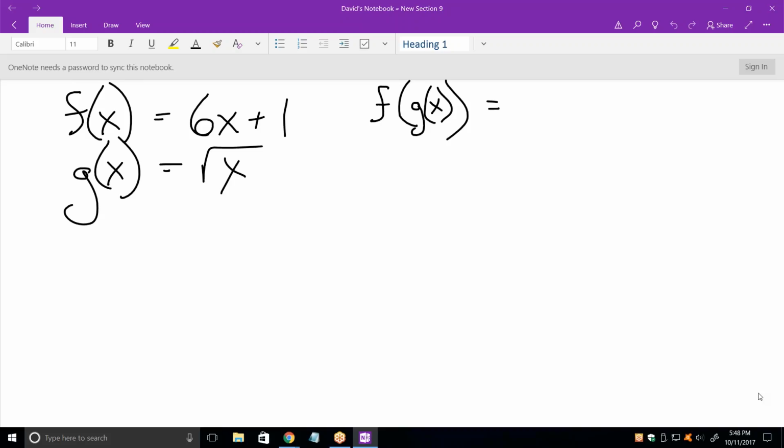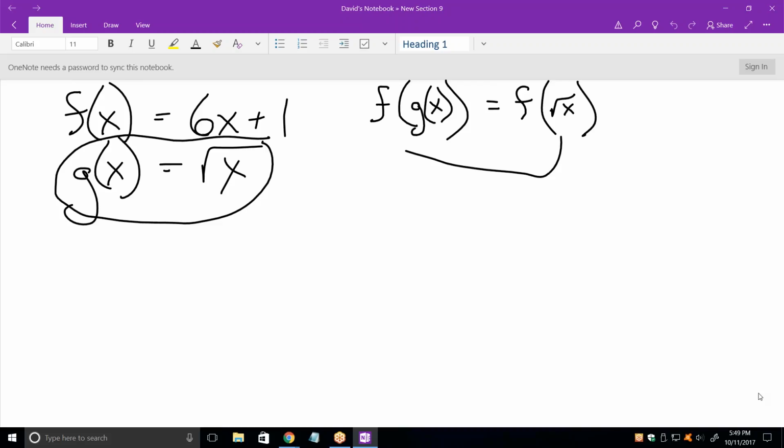How can I rewrite that? You plug the g of x equation into the f of x. Always go from the inside out. Here's the g of x function right there. Whatever that is, that's what you plug in. So it's the square root of x. Now plug that into the f function. So we get f of the square root of x equals 6 times the square root of x plus 1. The parentheses are for clarification but certainly not needed. So that is f of g of x.